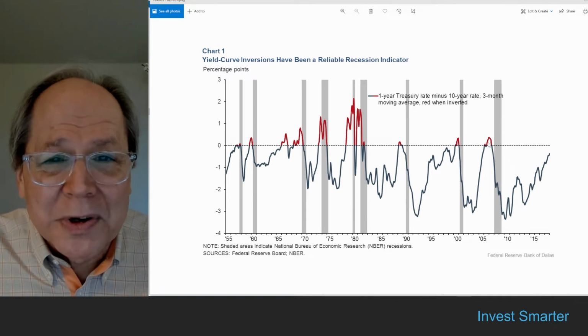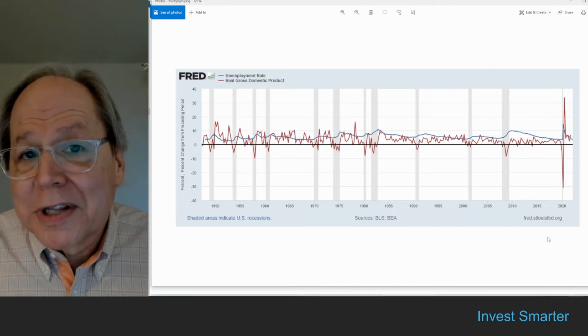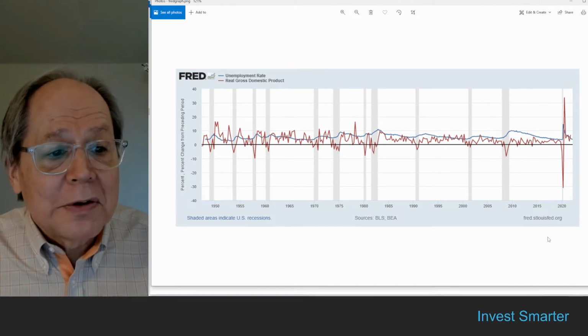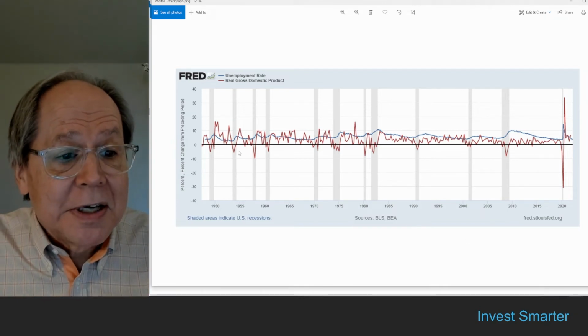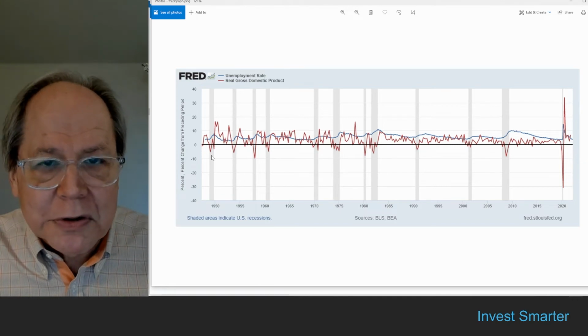Well, it doesn't quite work that way, and it isn't. So why do I say that it doesn't work that way and it isn't necessarily a harbinger of bad things to come? Well, let's take a look at this a little bit differently. This is the similar chart. We're not looking at inverted yield curves here, though.